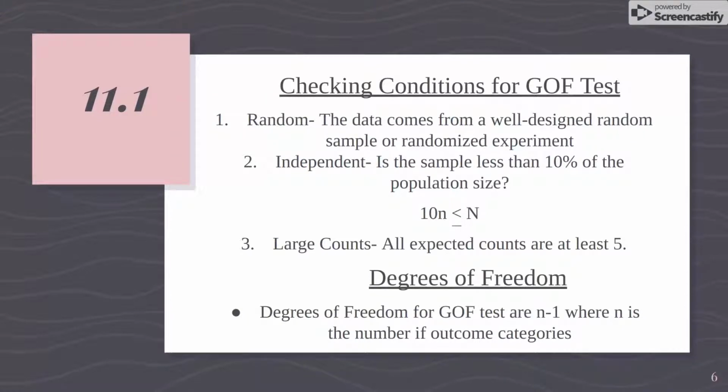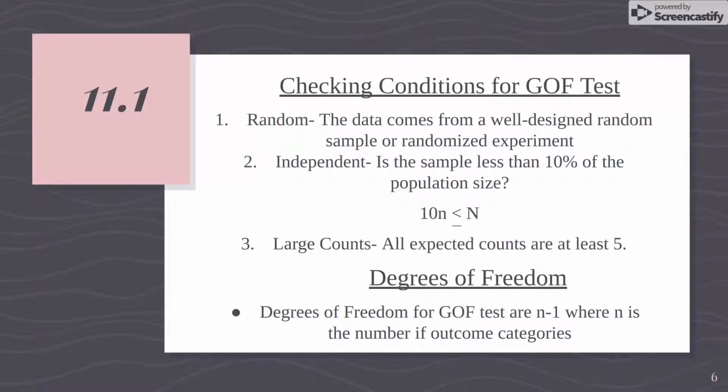You also need to know how to check your conditions for a goodness of fit test. Your first condition is random. In the problem, they'll most likely state that they obtained a random sample, or, if it's an experiment, that the treatments were handed out randomly. The word random is what you're looking for. Your second condition is independent. This is when you check your 10% condition: 10 times your sample size should be less than or equal to your total population.